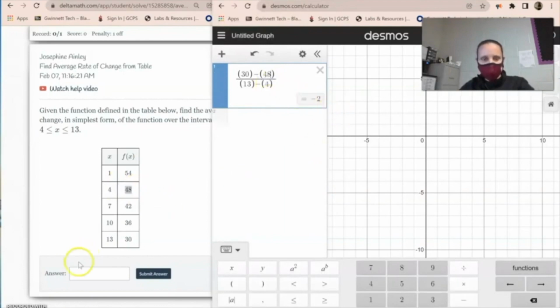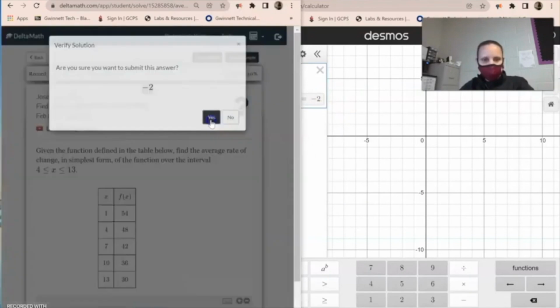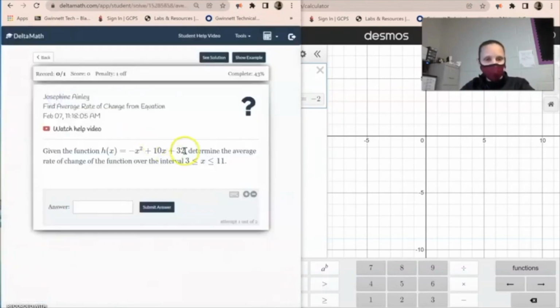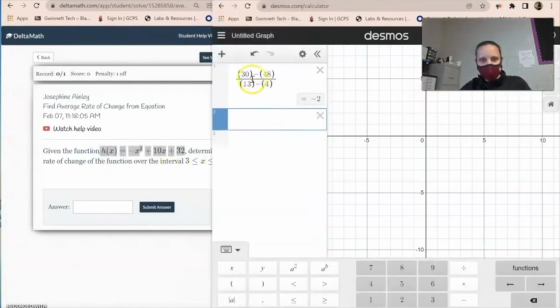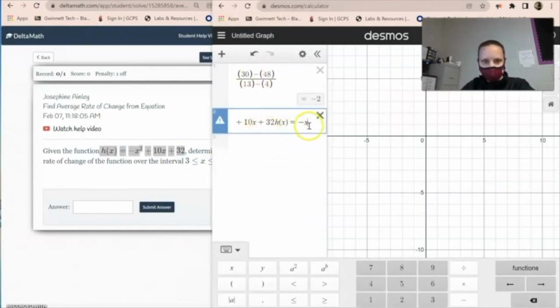Once you put it in, that's your answer. You're done. All right, so that's from a table. Then when you do it from an equation, it's the same thing. You're just going to copy and paste it. Control C. And I'm going to leave this up here because I need it. Control V. All right, then fix whatever needs to be fixed. Like, I don't need that at the end.